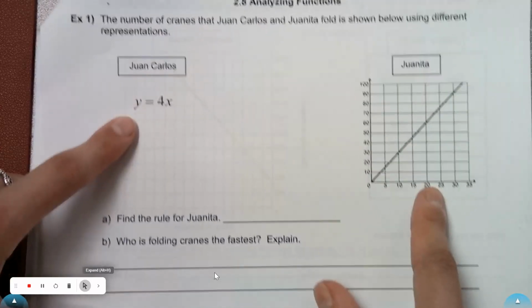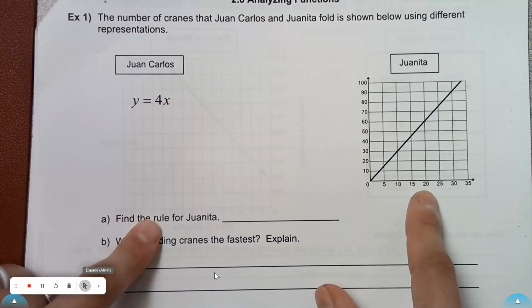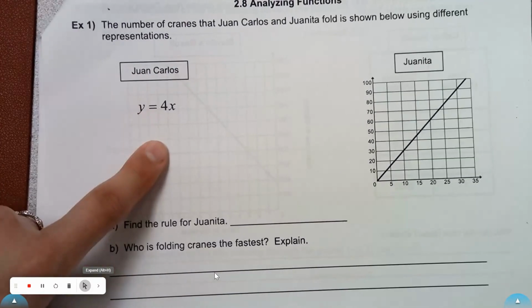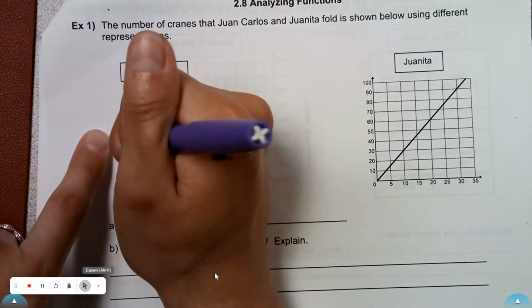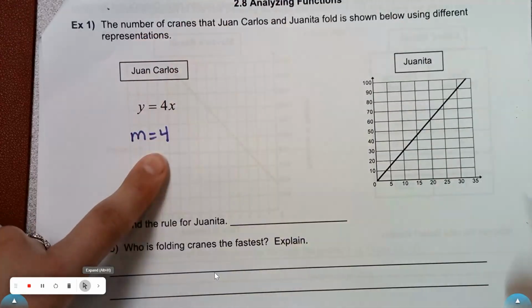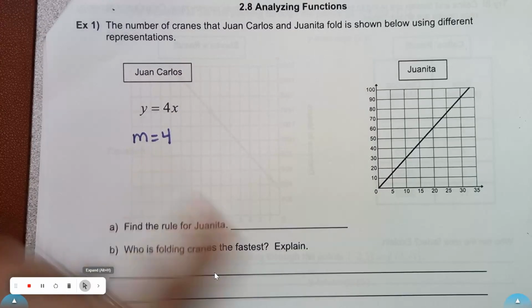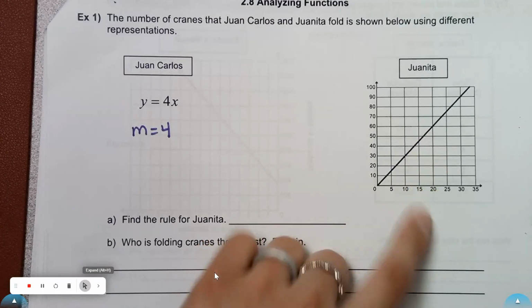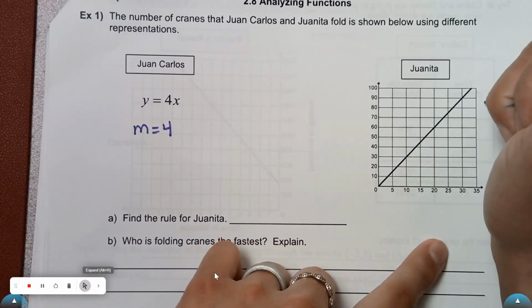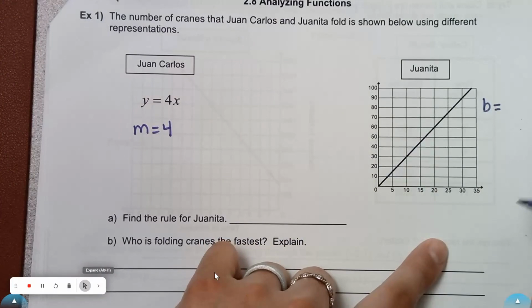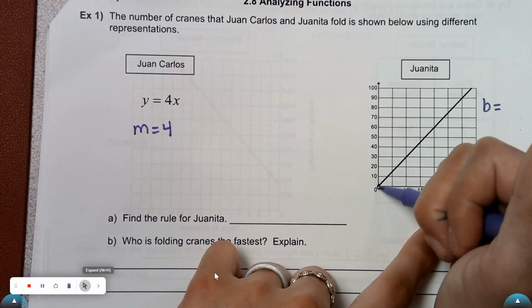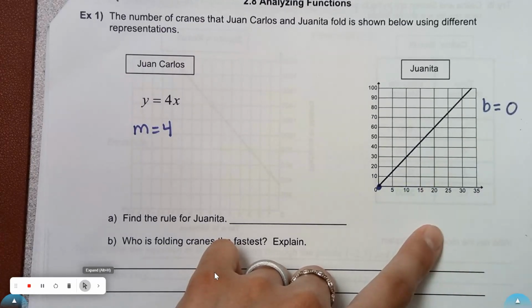And I have different representations. Part A says find the rule for Juanita, but I have the rule for Juan Carlos. So remember, the 4 is my M, that's my slope. But I have to figure out the rule for her. Remember your B, so I have two pieces of information I need to find, the B and the M. The B is where it touches on the y-axis, so for Juanita, that's at 0. So my B is 0.